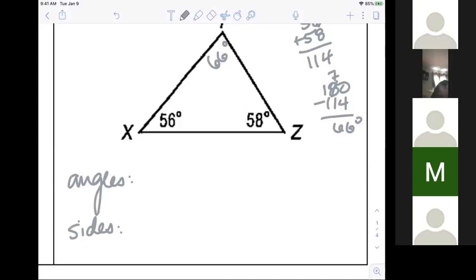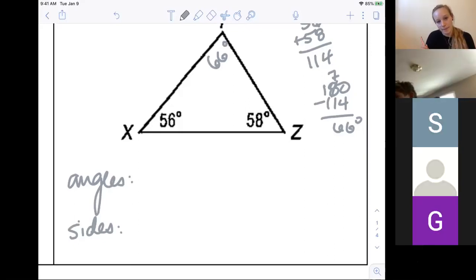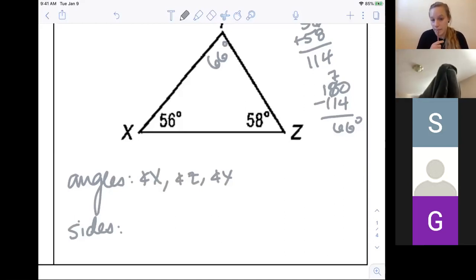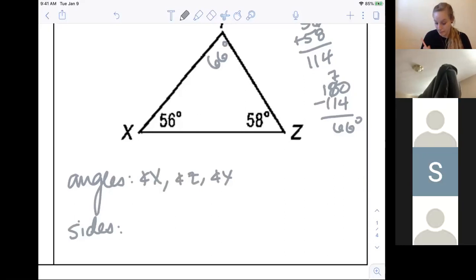What about Jeanette? Can you list my angles in order? Is it angle X, angle Z, and then angle Y? Perfect, great job. Angle X, angle Z, angle Y, awesome. Somebody else I haven't talked to want to volunteer to do sides? Side YZ, XY, and XZ. Very good, Donna.